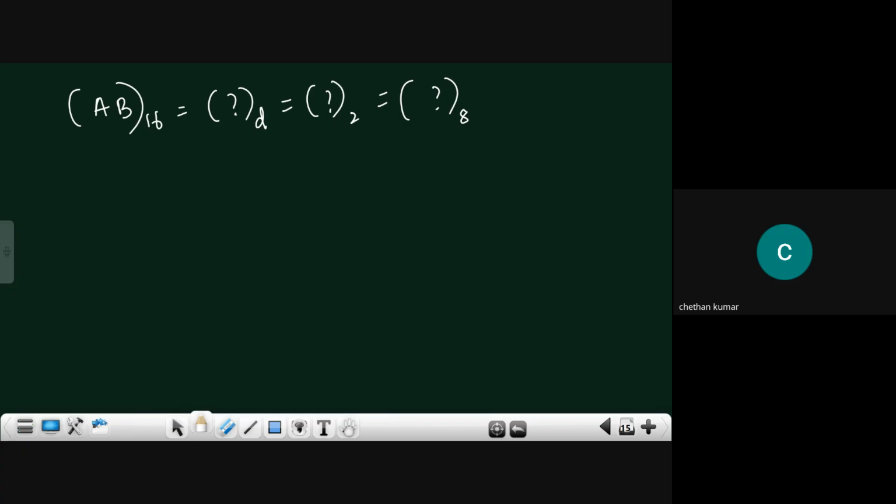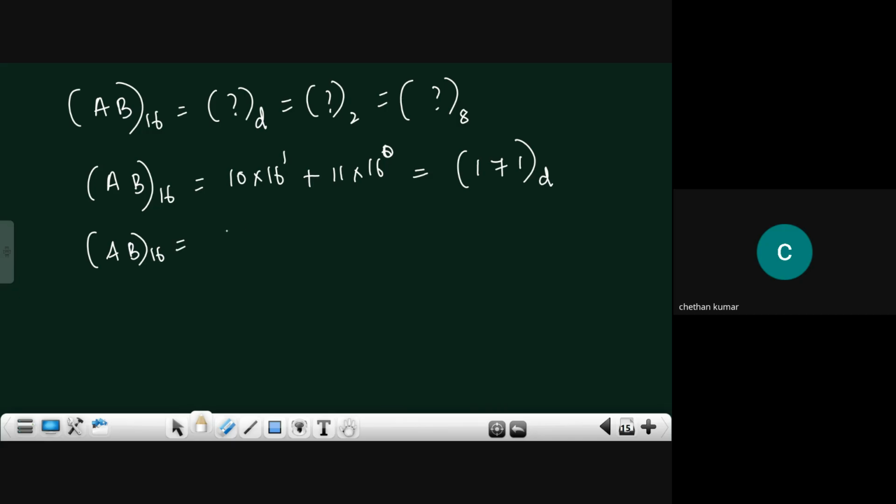How to convert this into decimal? So 10 into 16 power 1 plus 11 into 16 power 0. What is the value? 171. So what is the AB in hexadecimal, what is the equivalent in binary? A means what? 10, right? 10 means 1010. B means 1011 with the base of 2.